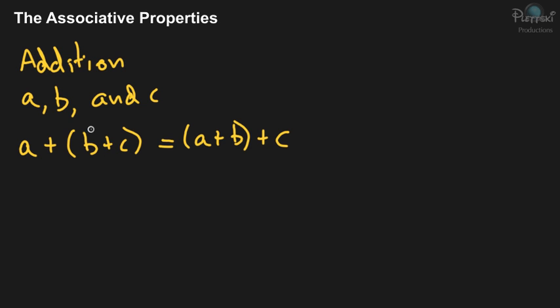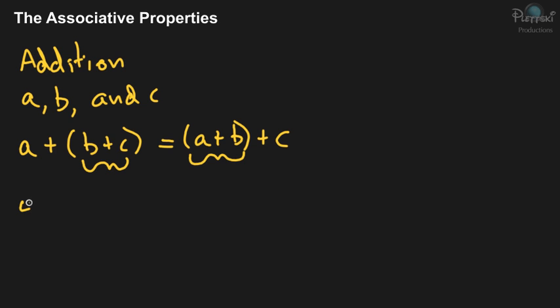things that are in parentheses first. So what this property is saying is that if you add any three numbers, it doesn't matter what order you add them in. You can add B and C first, and then take that result and add A to that. Or you can add A and B first, and then add C later. And the reason this is important is because sometimes it's easier to add numbers in different orders just to make things a little bit easier mentally.